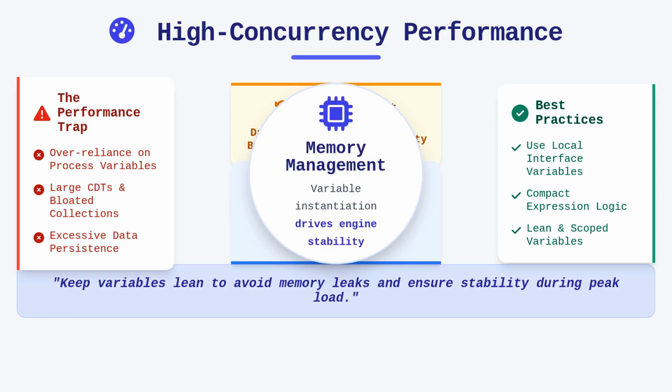expression calculation would suffice. To avoid memory leaks and degraded performance, you should keep process variables lean and scoped to their actual requirements. When a process runs, the system keeps the state of these variables in memory, so unnecessary data bloat directly translates to longer wait times and potential system instability during periods of peak load.